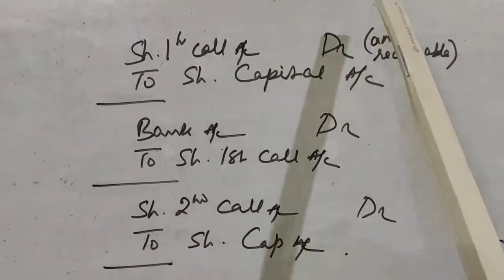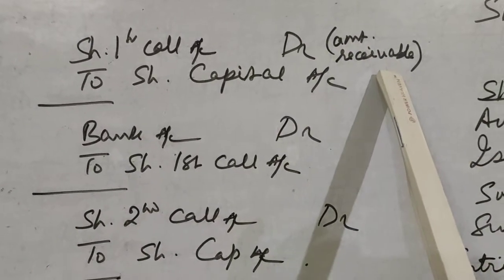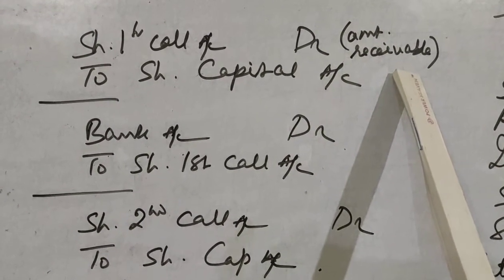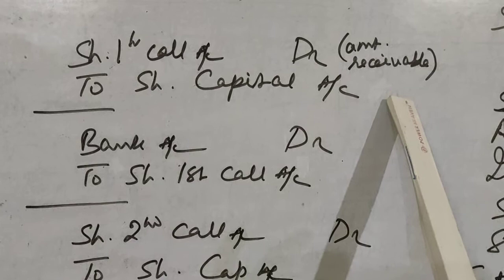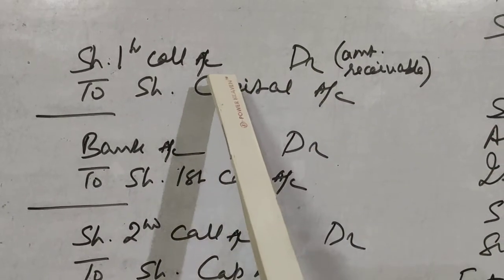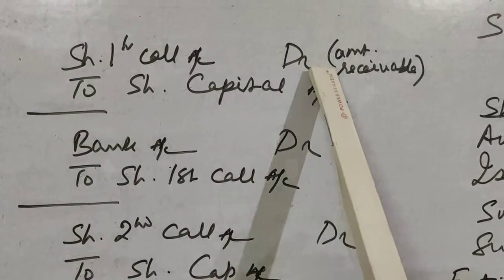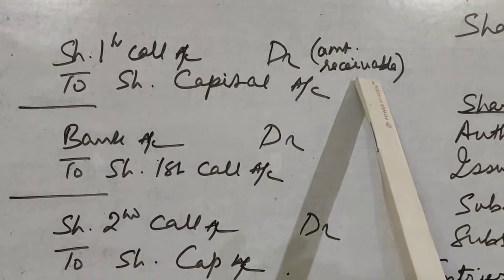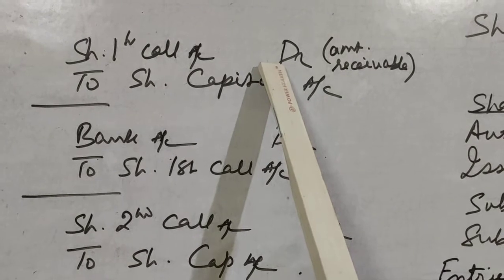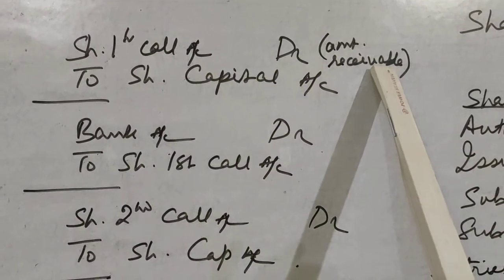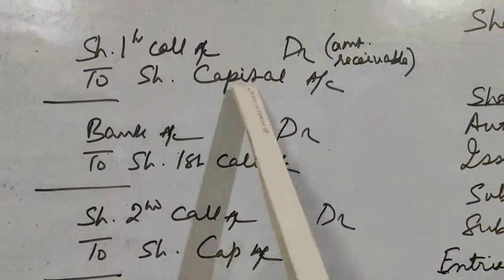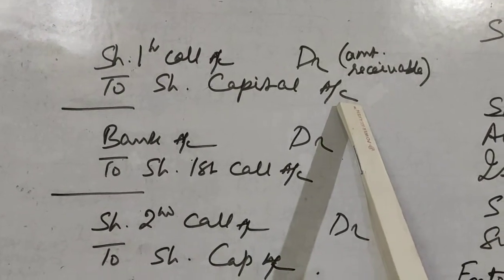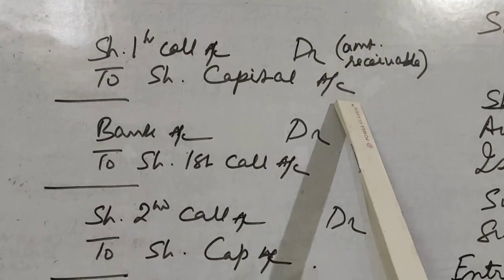Then again the board of directors will sit and ask for the first call money. Let us say in our example, the first call money is rupees 2. So the board of directors will pass the resolution asking for the first call money. The entry that will be passed is share first call account debit, the amount actually receivable by the company. That means number of shares allotted by the company into first call amount per share. Like in our example, number of shares allotted into 2 rupees to share capital. Again we are transferring the first call amount to the share capital.